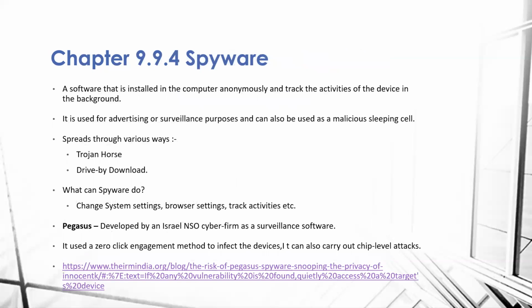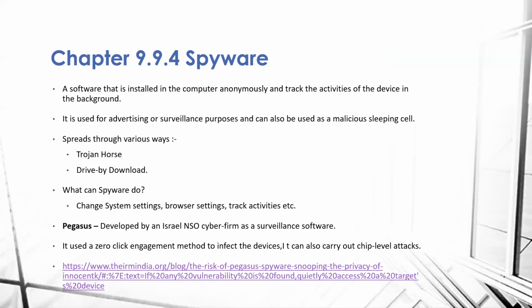So let's move to spyware. What is spyware? It's software that is installed on the computer anonymously, and it tracks the activities in the background. It is normally used for advertising purposes, like companies tracking users for their advertisements. It can be used for surveillance, like governments using it for tracking their citizens. In India, the government used Pegasus software to spy on their citizens. It came out as breaking news.